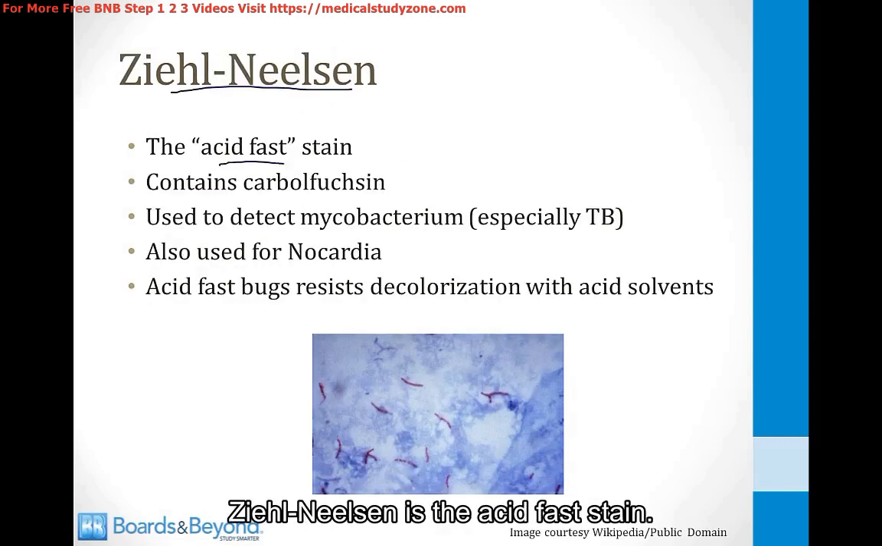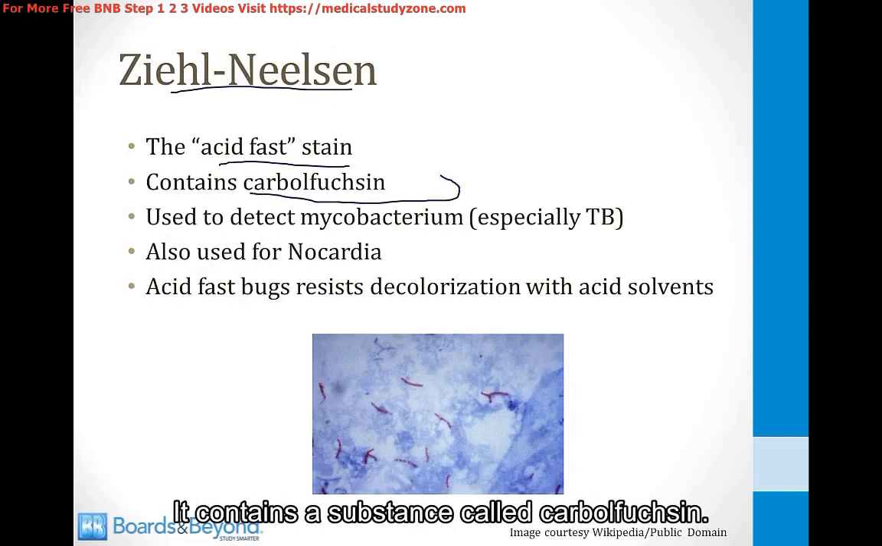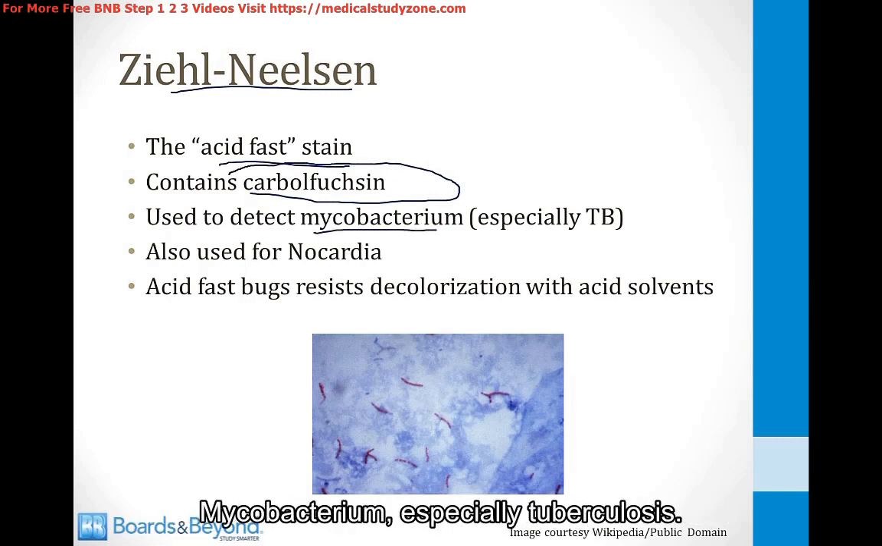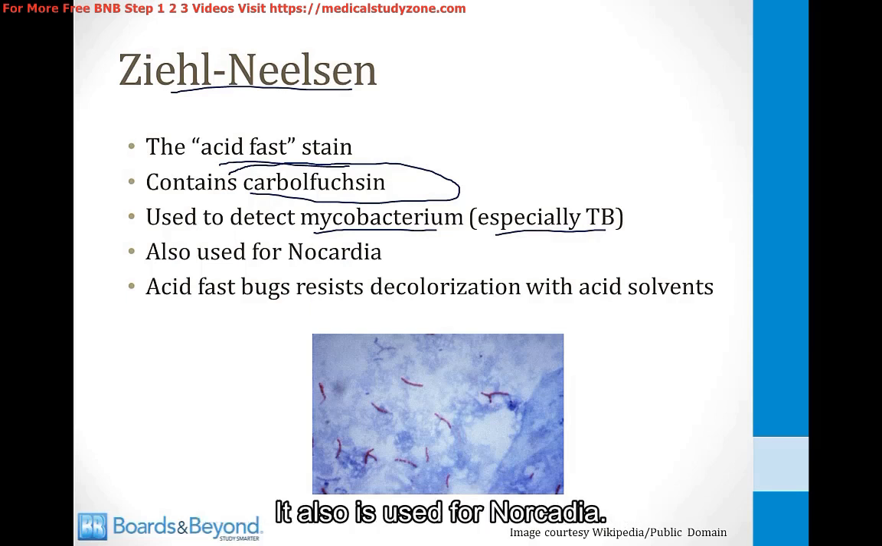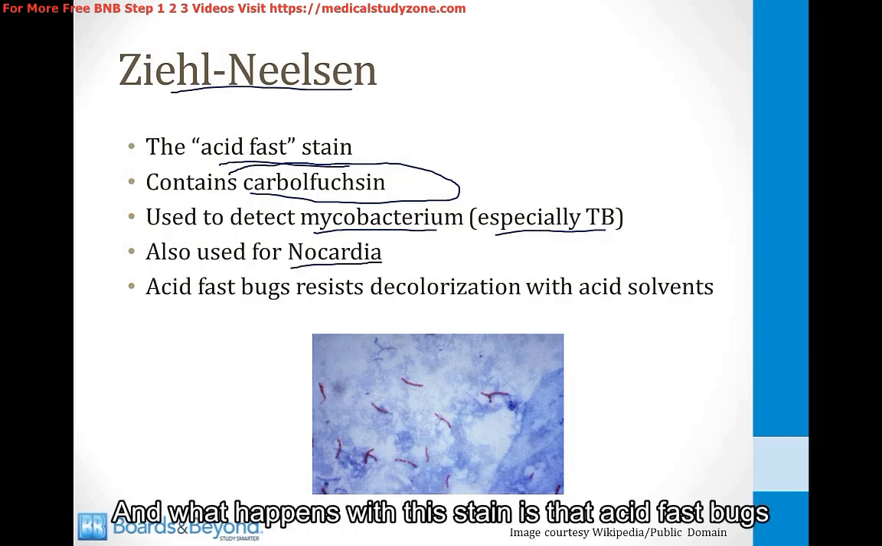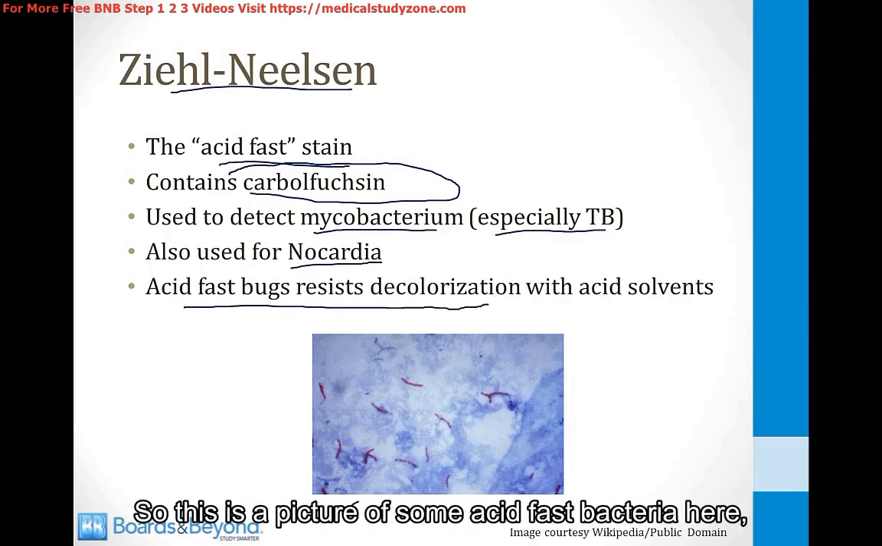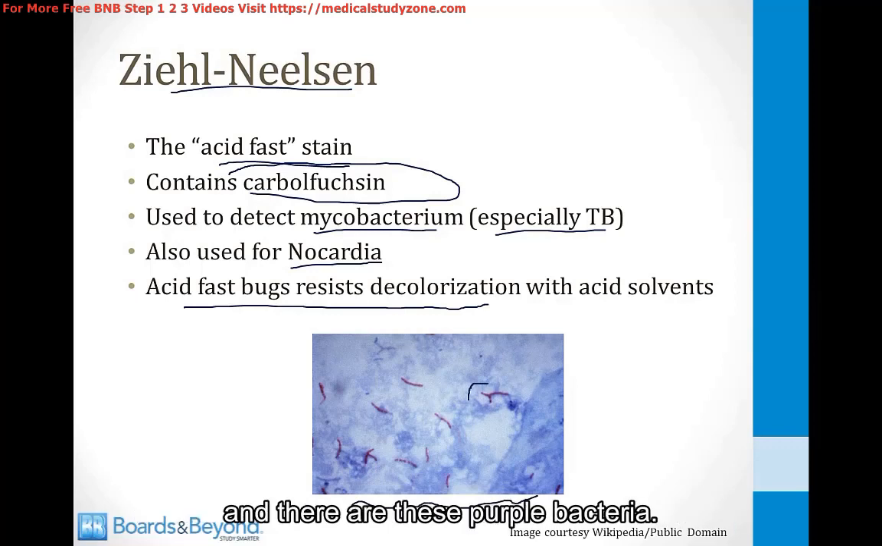Ziehl-Neelsen is the acid-fast stain. It contains a substance called carbofuscin, and this substance is used to help you visualize Mycobacterium, especially tuberculosis. It also is used for nocardia, and what happens with this stain is that acid-fast bugs resist decolorization with acid solvents. So this is a picture of some acid-fast bacteria here, and they are these purple bacteria.